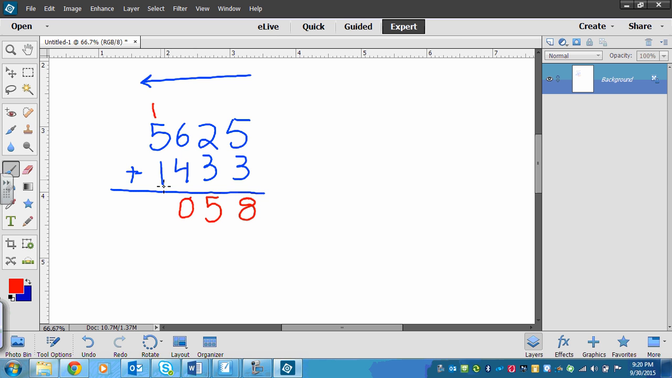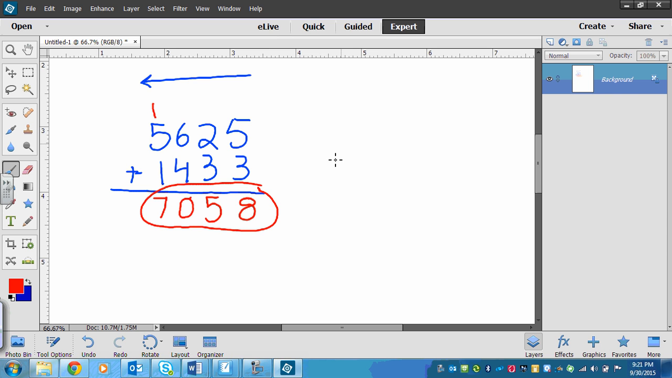And finally, we've got the thousands place, and we've got 1 plus 5 plus 1. So 1 plus 5 is 6, then 6 plus 1 is 7. So we end up with 7,058 for an answer.